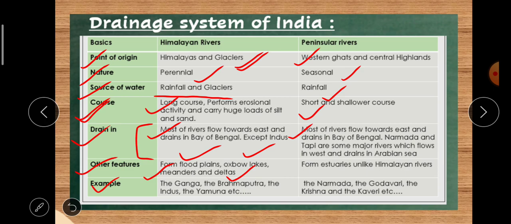We'll study what all these are, but first let's see some examples and other features made by peninsular rivers. So peninsular rivers form estuaries unlike Himalayan rivers. So examples for both rivers. For Himalayan rivers, examples we can take are the Ganga, the Brahmaputra, the Indus, the Yamuna, etc. These are some major rivers, but there are many more rivers which originate from the Himalayas and glaciers. Now peninsular rivers: the Narmada, the Godavari, the Krishna and the Kaveri, etc. Many more examples are there. For example, the Mahanadi is there, the Tapi is there, so many rivers are there.